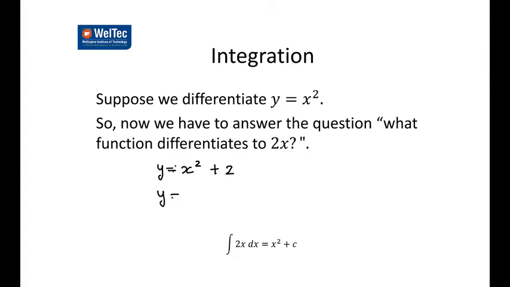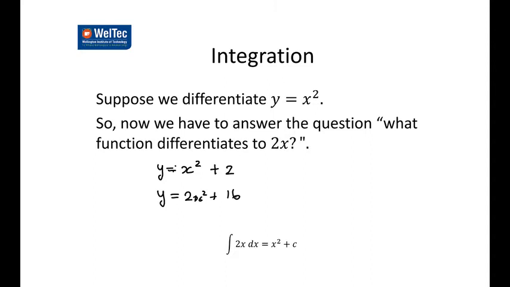It might also have been that y could have been x squared plus 16, because if we differentiate that, we get 2x. That's a bit of a problem. It could be any number on the right-hand side, any number at all, positive or negative. Could be a fraction, could be a decimal.